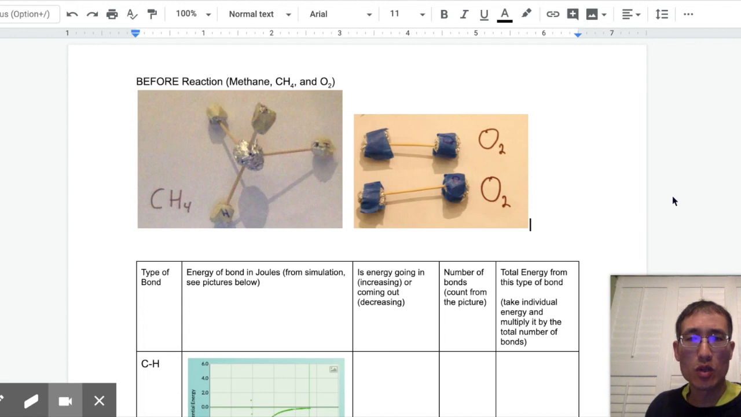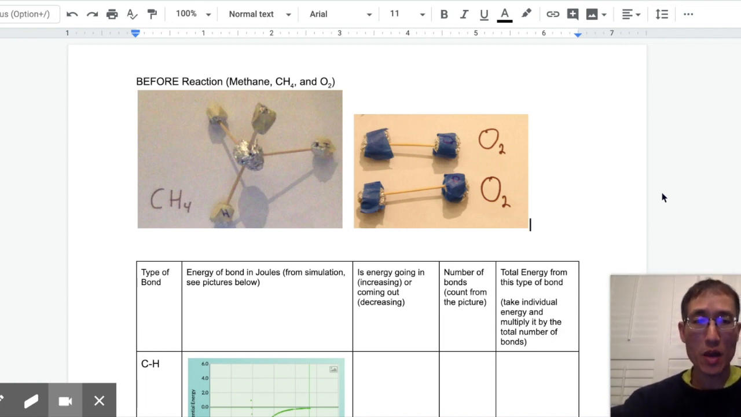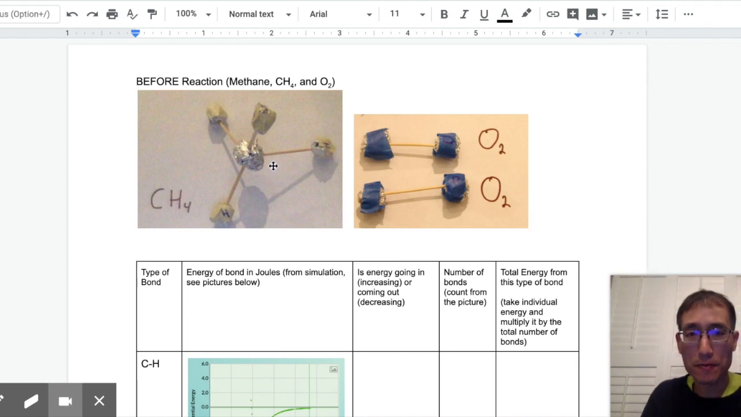All right, so as you get through the video and start working on the assignment, let me walk you through this page here. This page is a little confusing, but we're mainly looking at the things before the reaction and the things after the reaction. Before the reaction, we have methane, this molecule right here, and we have oxygen. We had two molecules of oxygen, which is O2 and O2, so two of these groups.